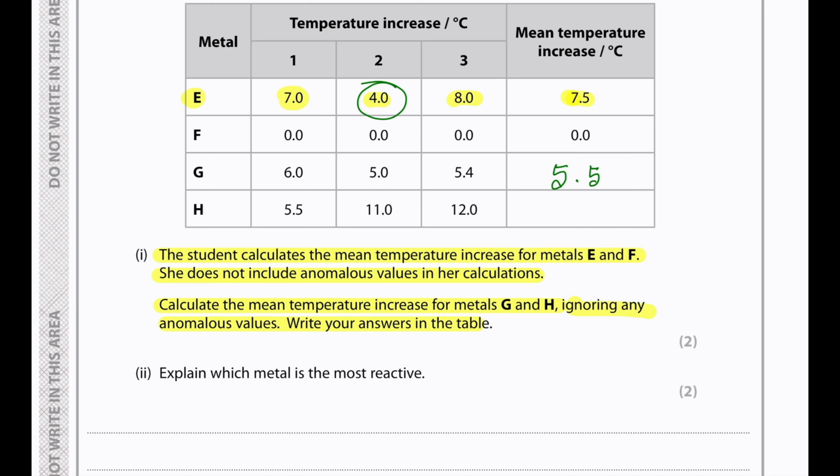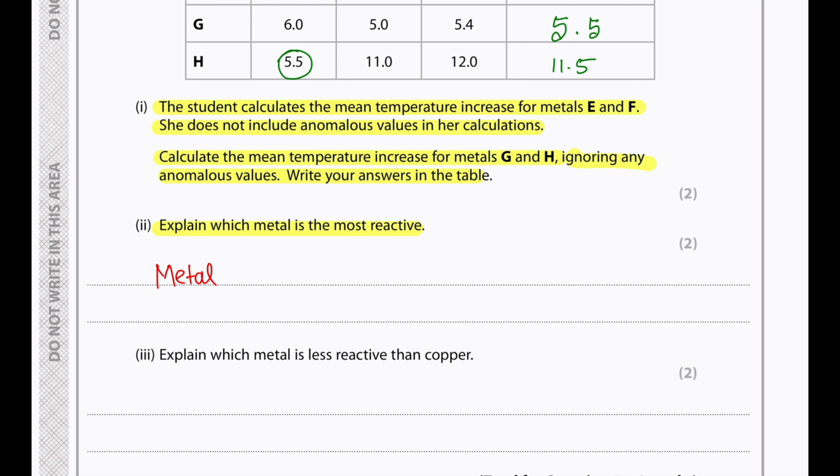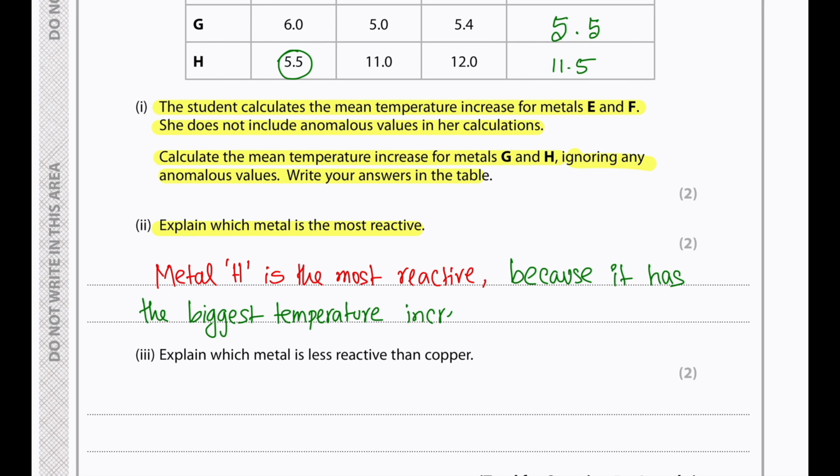And for H, we can see 5.5, 11, 12. So this one must be anomalous. So 11 and 12, if we add and divide by 2, is going to be 11.5. Explain which metal is the most reactive. So basically, the metal that has the highest temperature change will be the most reactive. So metal H is the most reactive because it has the biggest temperature increase.